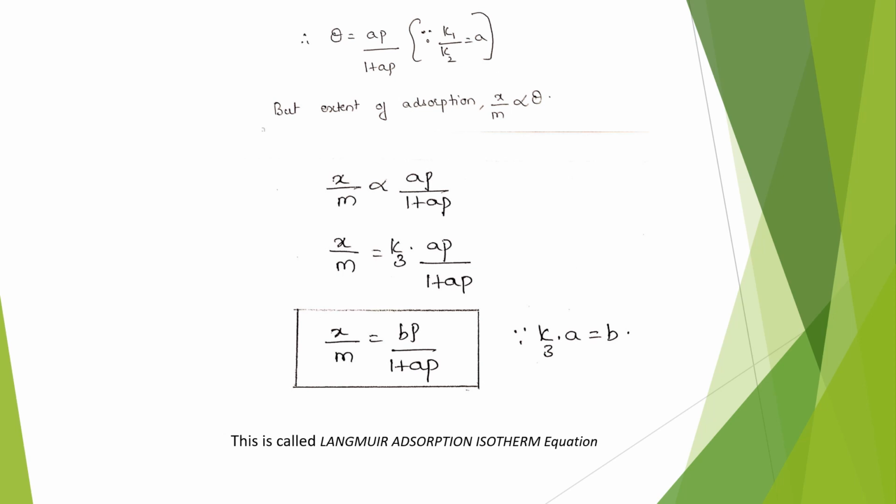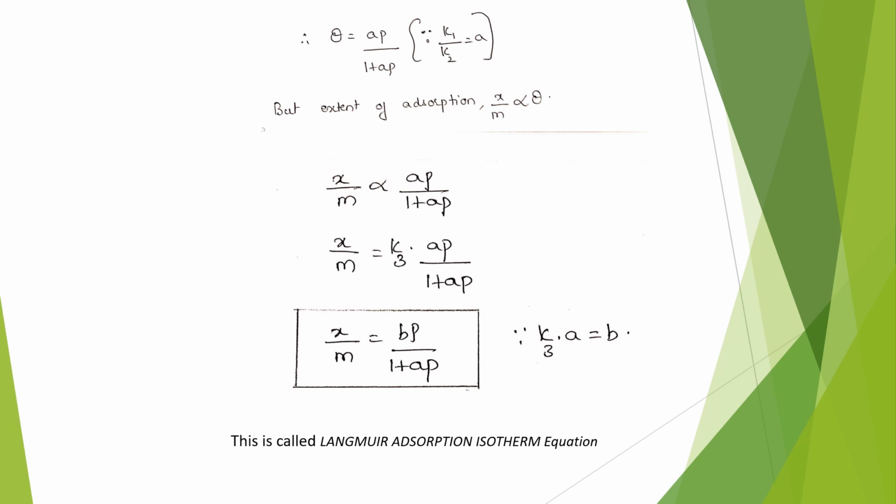Therefore, theta is equal to AP by (1 plus AP), since K1 by K2 is taken as A. K1 is a constant, K2 is a constant. So, constant by constant can be taken as a new constant. Therefore, theta is equal to AP by (1 plus AP).